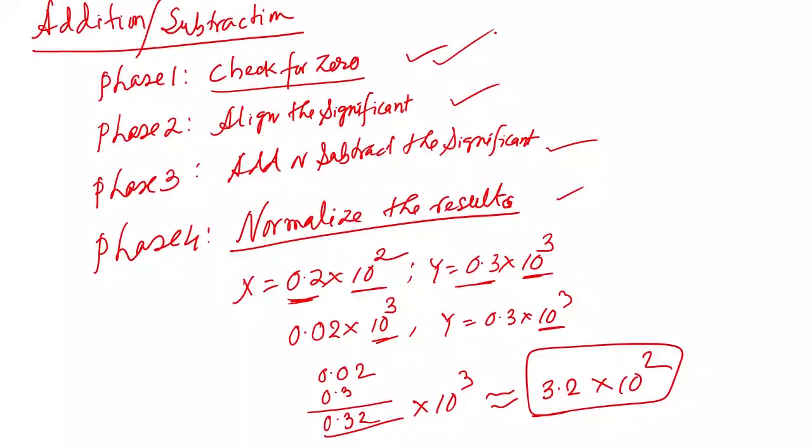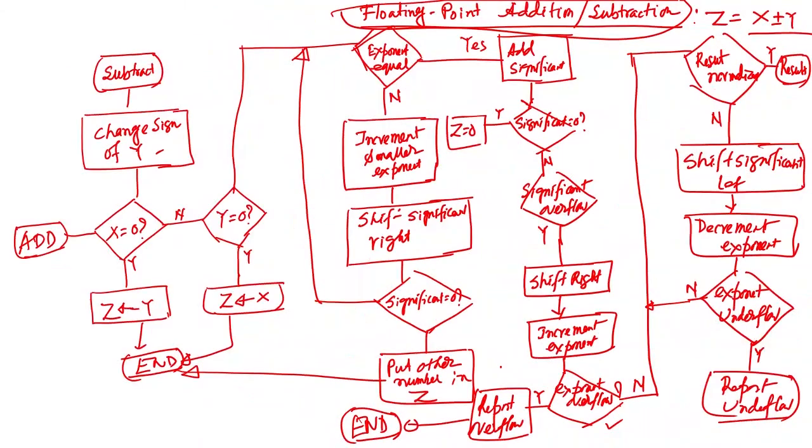But you had better remember the 4 phases I told in the last slide, that is, check for 0, then align the significant, add or subtract the significant, and then normalize the result. For normalizing the result, we follow so many steps here. On the other hand, multiplication and division are much easier. Now, we will talk about multiplication.